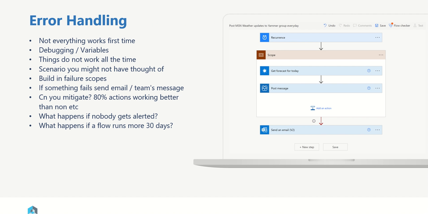The next tip is around error handling. So again, not everything works first time, and that's even me saying that. My workflows don't work first time. I like to make sure that I'm properly debugging my workflows, and I'm using things like variables to surface bits of data through the workflow, so as I run them to troubleshoot them and debug them, I can see exactly what's going on.